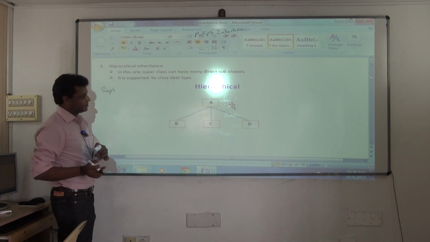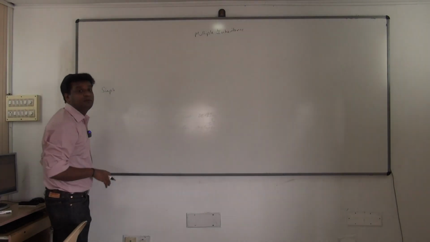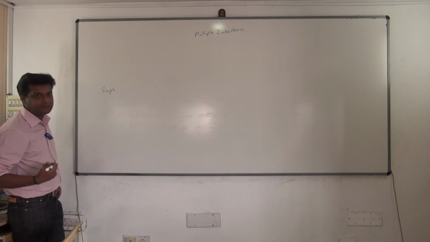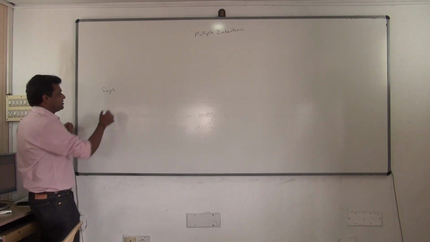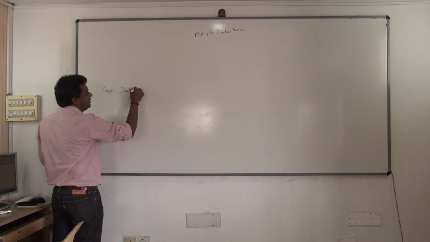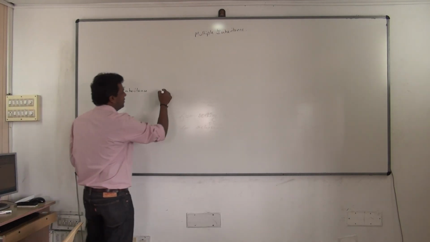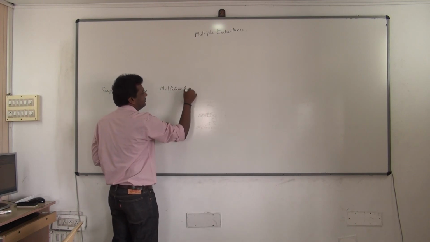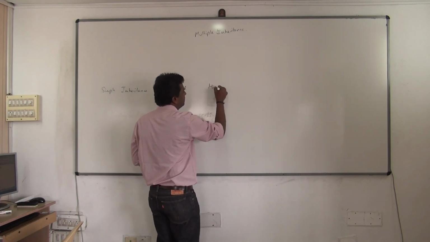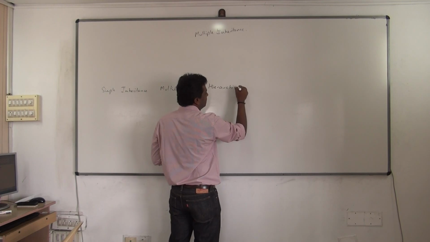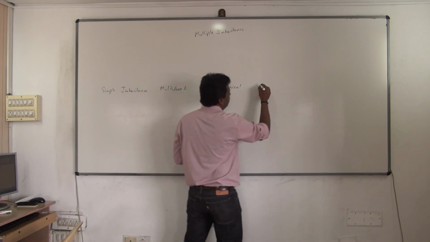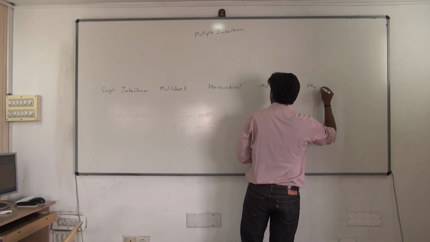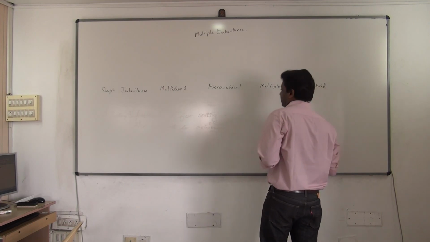There are many types of inheritance. So developers need support for this while programming. Developers need support for different types of problems like that. So let's see what are the different problems. Simple inheritance. Next one is what? Multi-level inheritance. Then hierarchical. Then multiple. Then hybrid. These are the different types of inheritance.